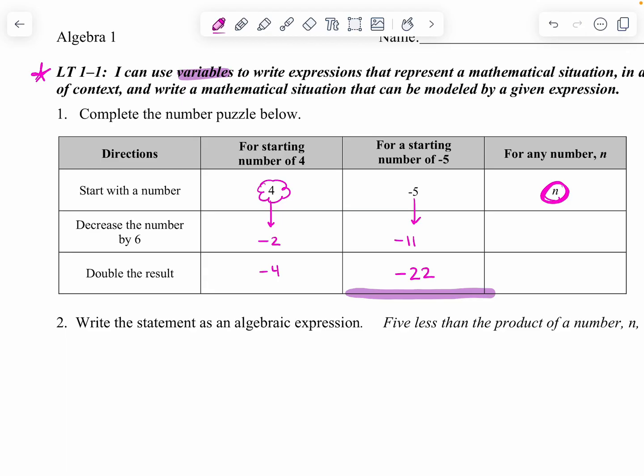I'm going to decrease that number by 6. If I look at what I did here, I subtracted 6, so I need to subtract 6 from here as well, and all that means is I put a -6 behind the n.